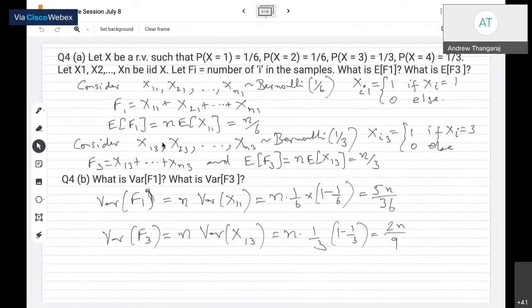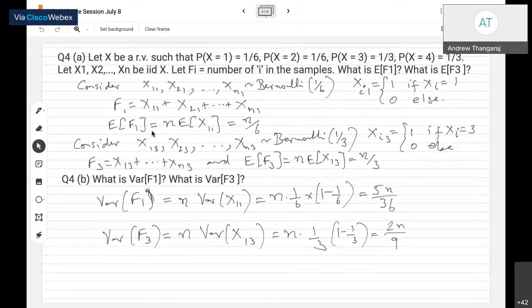So this is the solution. I've written it out in detail here. Notice here, to get F1, I define x11, x21, up to xn1. I'm just calling them that way, where xi1 is equal to 1 if xi is equal to 1, and 0 otherwise. So these are all indicator random variables that indicate whether or not the ith sample was equal to 1. Okay, so I just add them all up, and I will get F1.